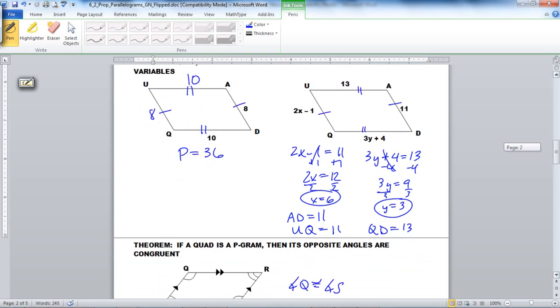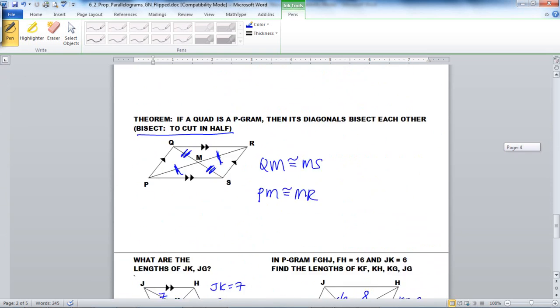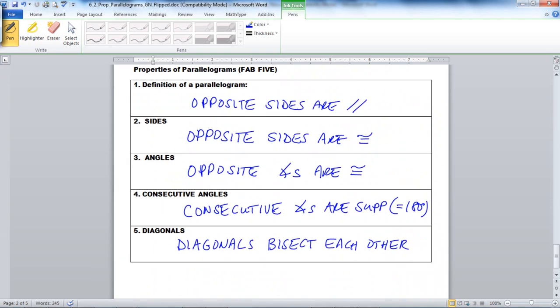Again, so that's a little last recap for all the properties. Scroll down here to the bottom. Opposite sides are parallel, opposite sides are congruent, opposite angles are congruent, consecutive angles are supplementary, which means they add to 180, and the diagonals bisect each other. Those are the Fab 5 properties of a parallelogram.